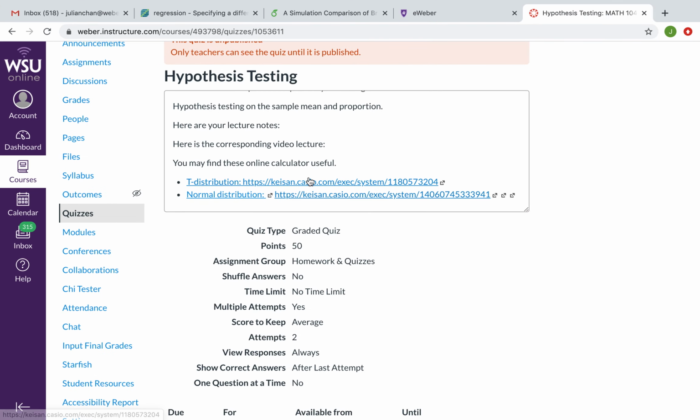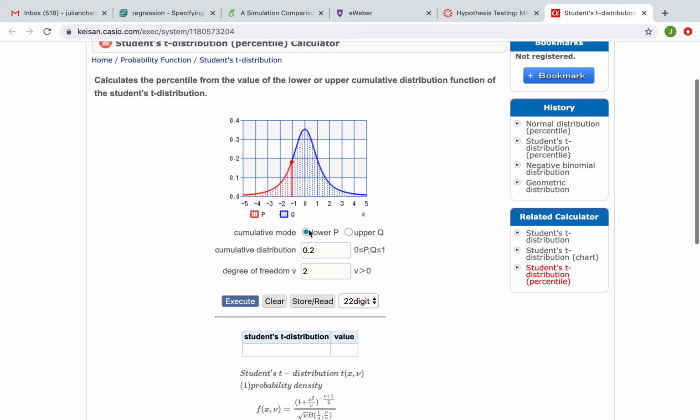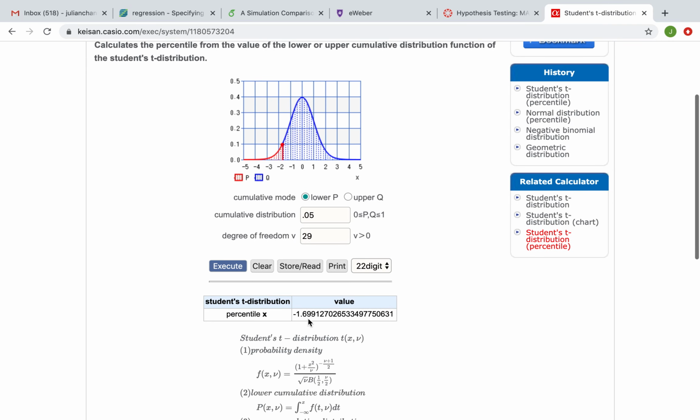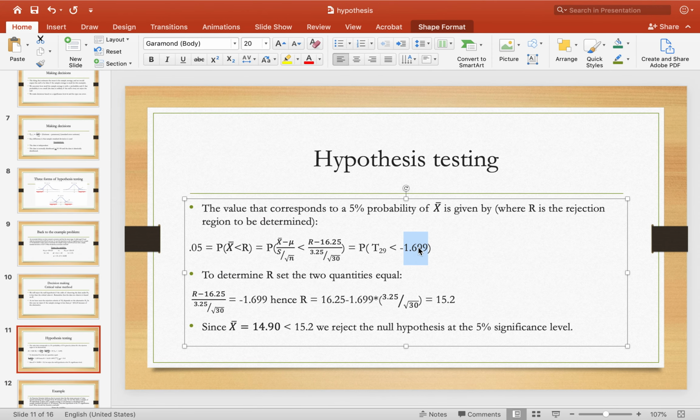Here's your hypothesis testing homework. I'm going to use this link right here for the t-distribution. I have a lower tail because that's the form of my alternative, and I want 5%, 0.05. I have 29 degrees of freedom, and I'm going to execute. Now, the value that it gives me is minus 1.699. That is exactly the number that I'm using here, minus 1.699.